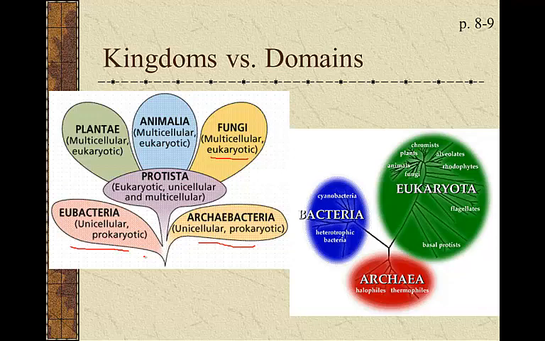So we divide all of life into these subcategories that we call kingdoms, but a more popular organization type is this concept of domains. This has been certainly getting some more traction in the scientific world in terms of how we organize life. And you'll see a lot of similarities.